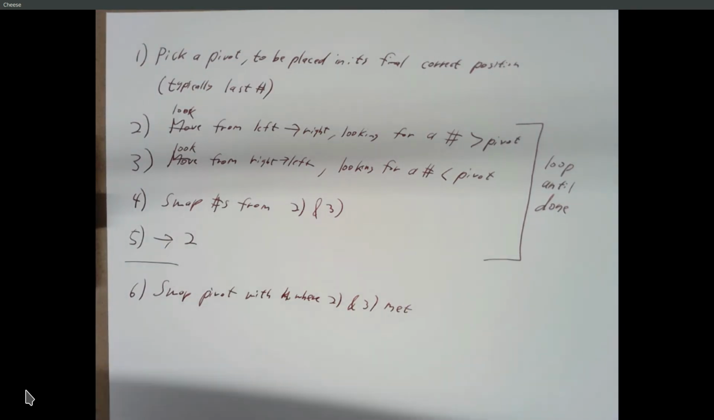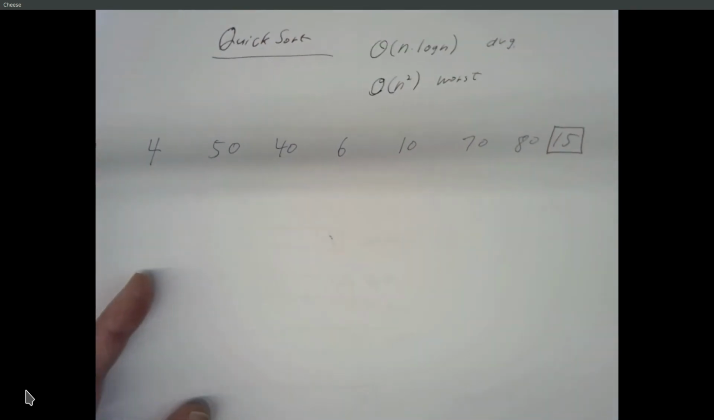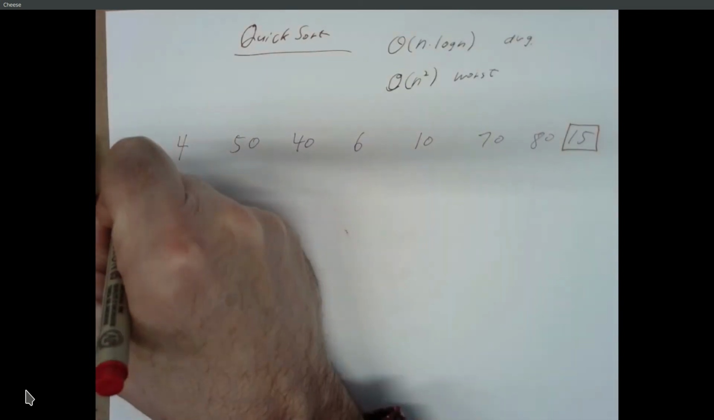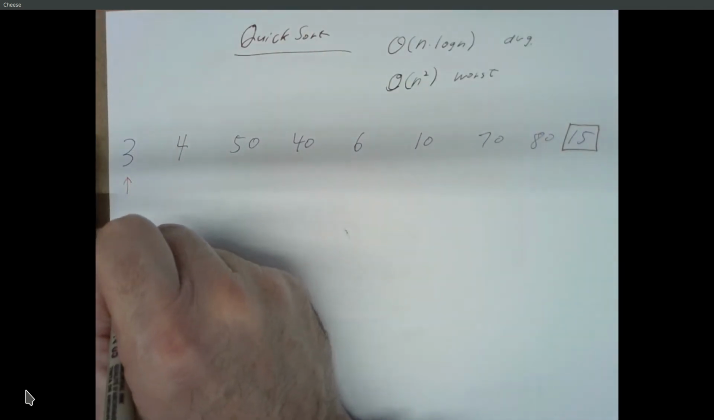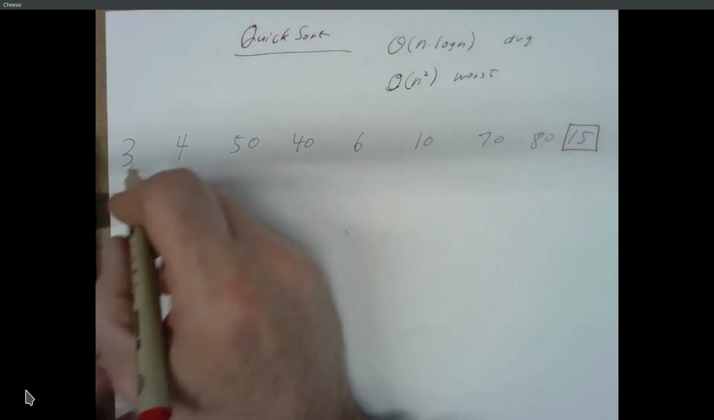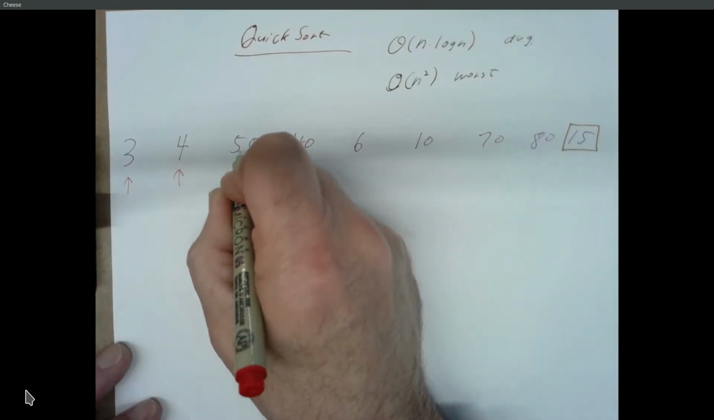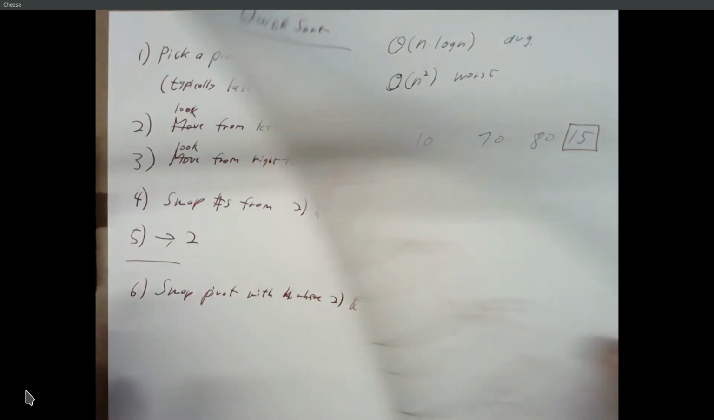Alright, so an example will make this much clearer. So we pick a number to pivot. We're going to start with the right, and we're going to start from the left, and we're going to try to find a number bigger than the pivot. So 3 is smaller, so we move over. 4 is smaller, so we move over. 50 is bigger than the pivot, so we stop. Okay, that's the end of step 2.